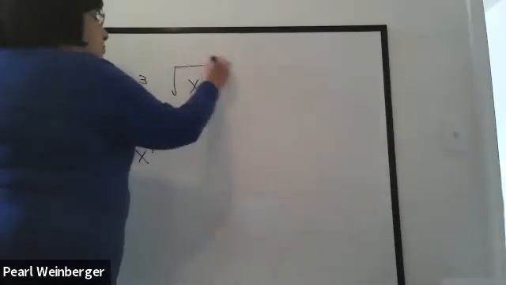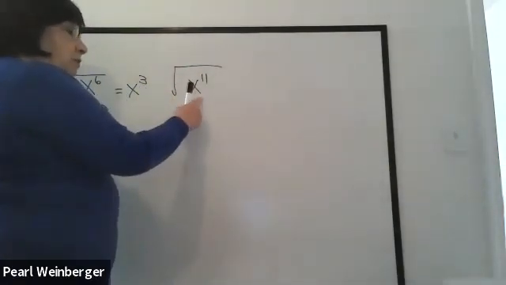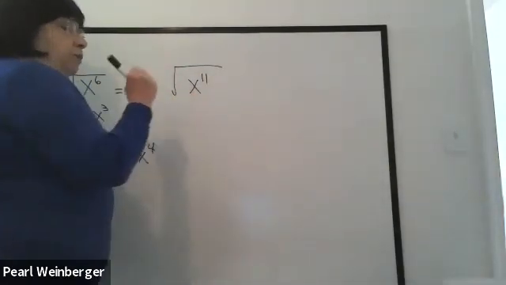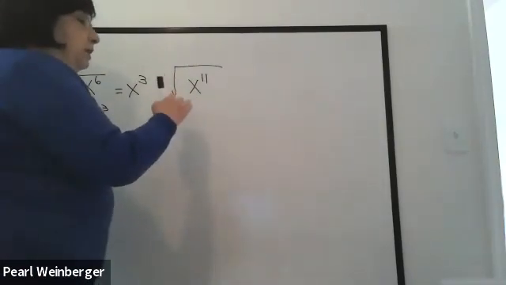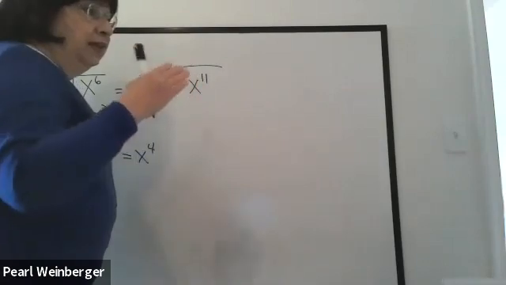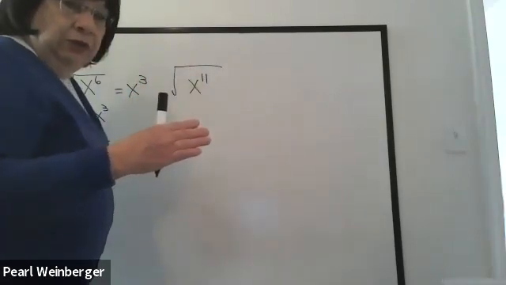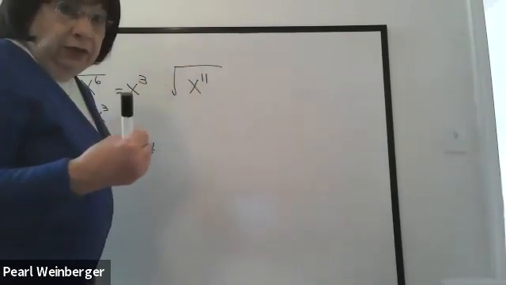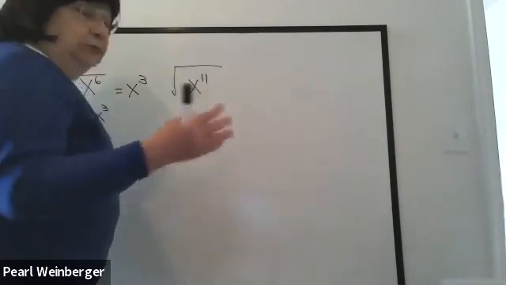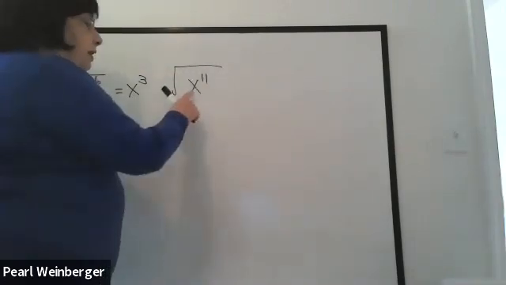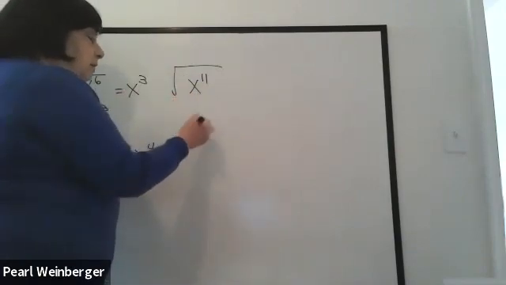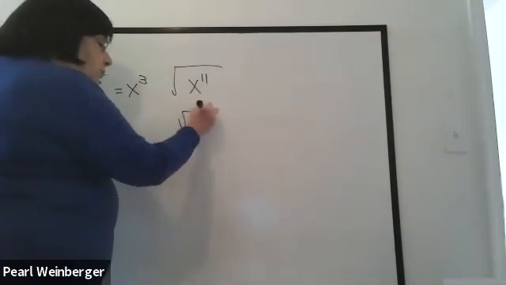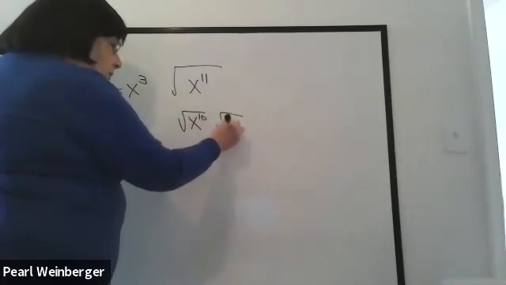So if I want to do the square root of x to the 11, I have to break that up. I have to split it up in such a way that I get an even exponent, because that's a perfect square, as part of my answer. And here's what I do. I just subtract 1 from the exponent. X to the 11 could be broken down into x to the 10 and x.